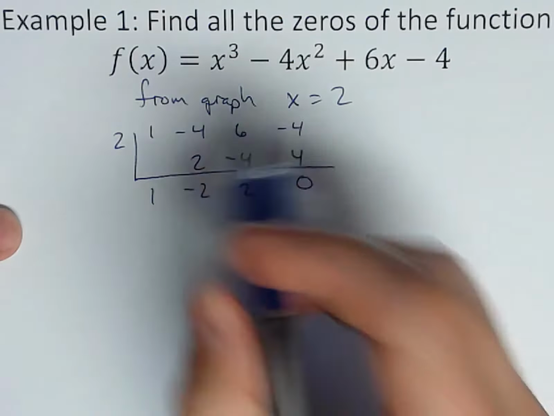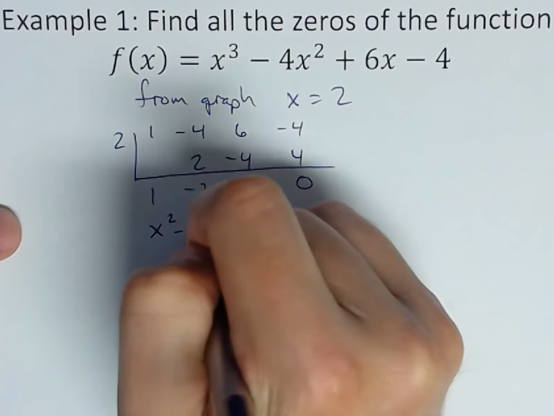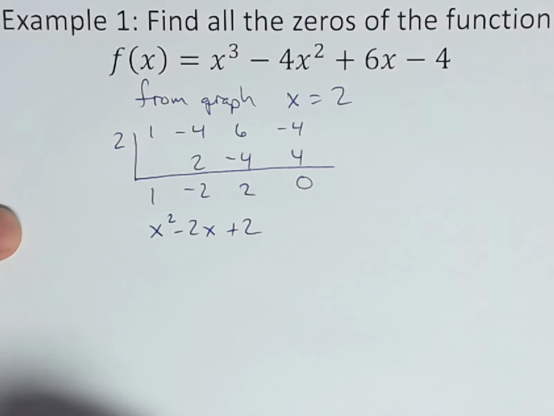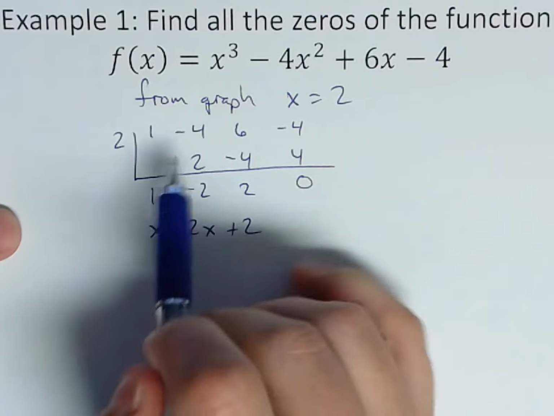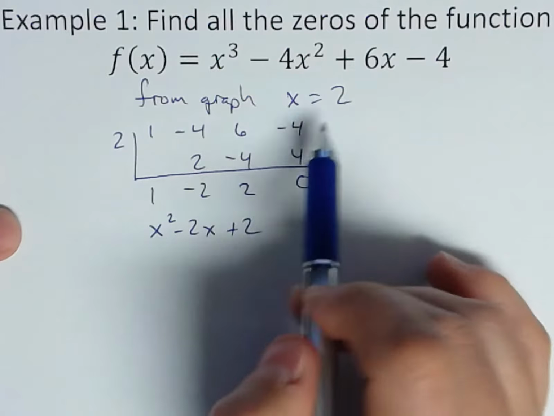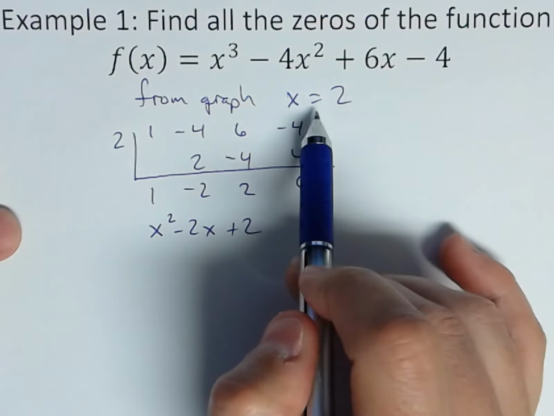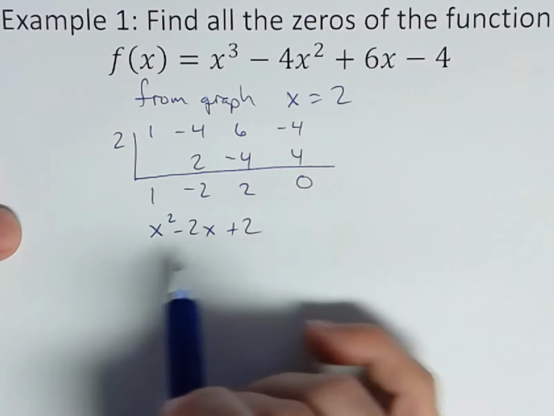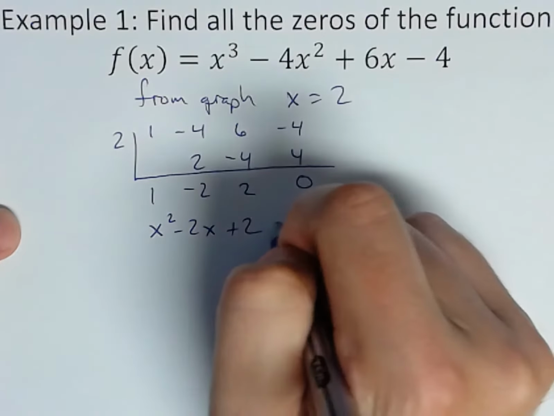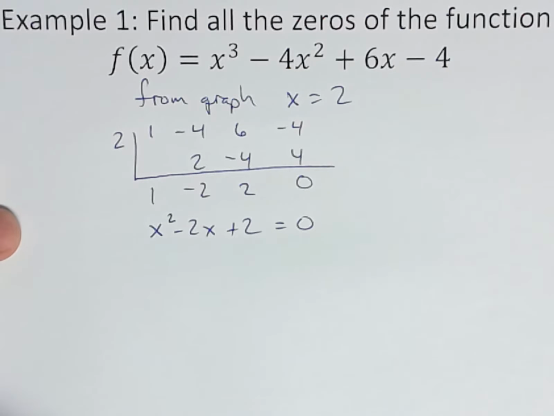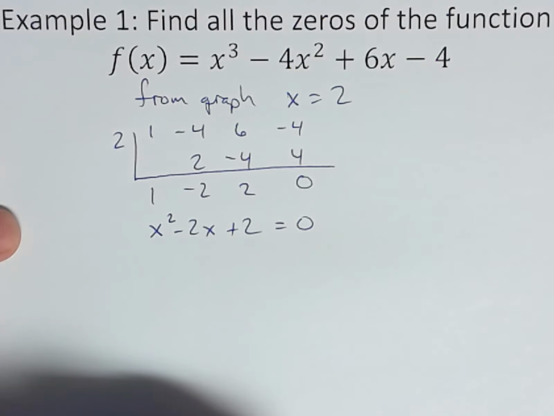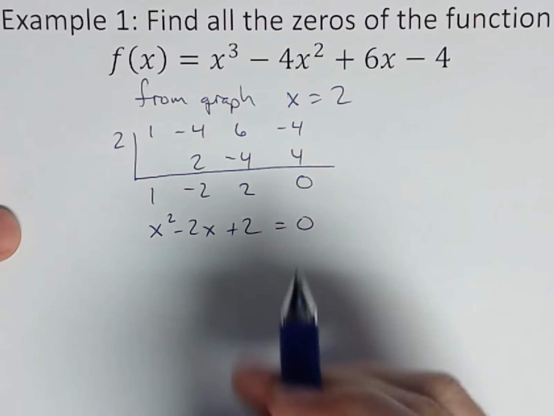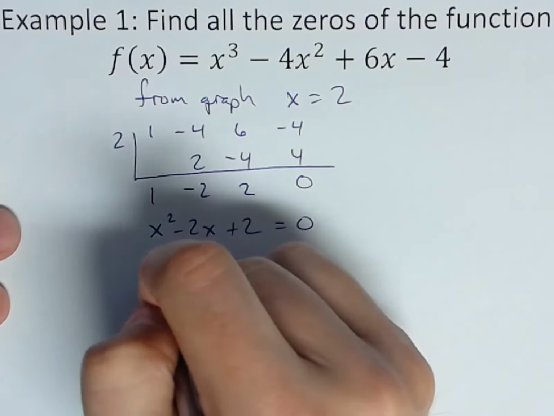So this is a quadratic that's left behind. x squared minus 2x plus 2. So when we divided this factor out, x minus 2, which would give us x equals 2 for a 0, right? This is what's left behind. So now we want to solve that quadratic. Well, this is a great one to complete the square on. You could use the quadratic formula if you want. I'm going to complete the square.